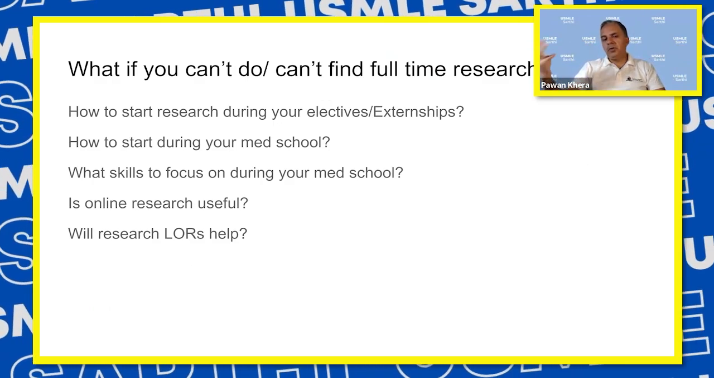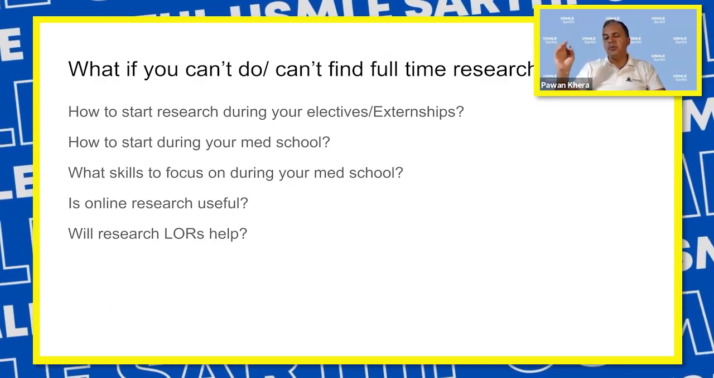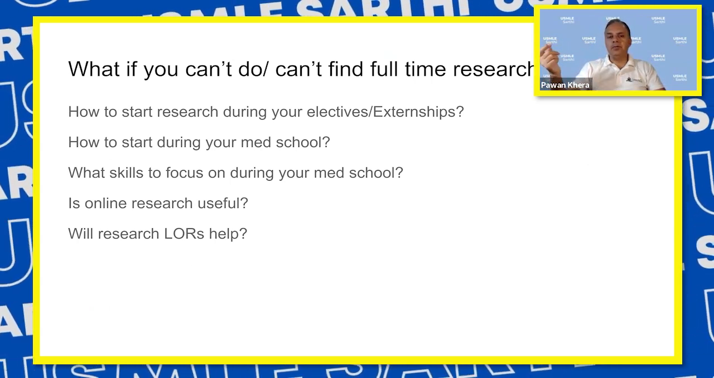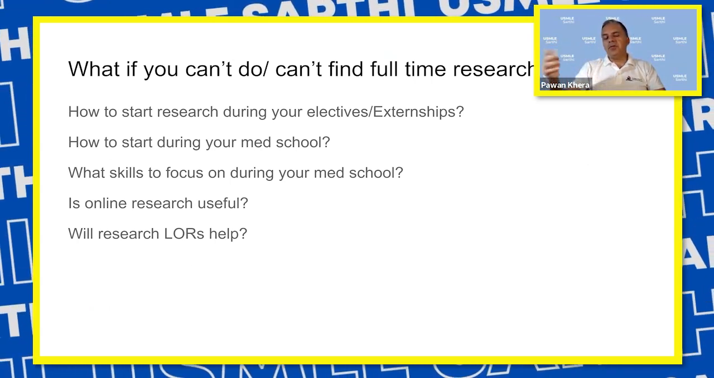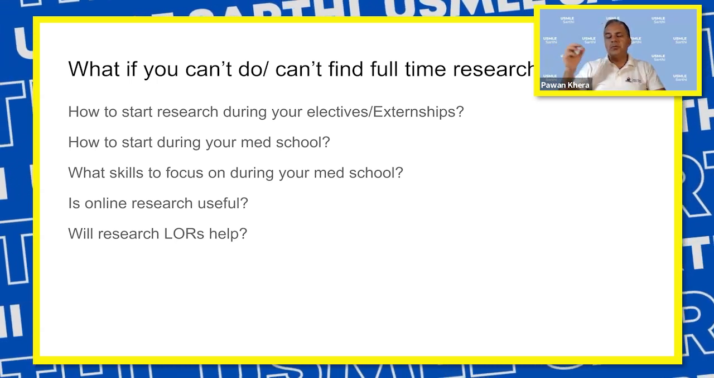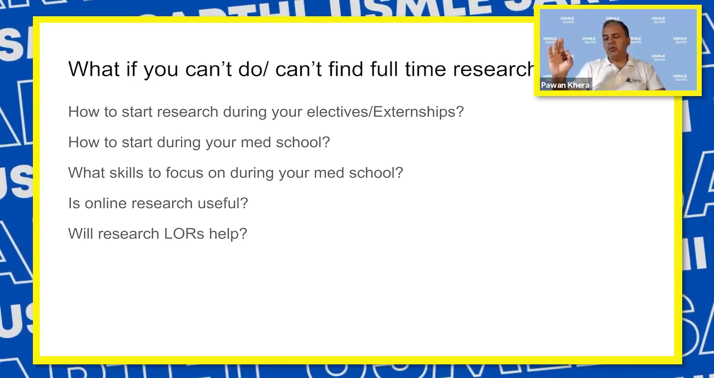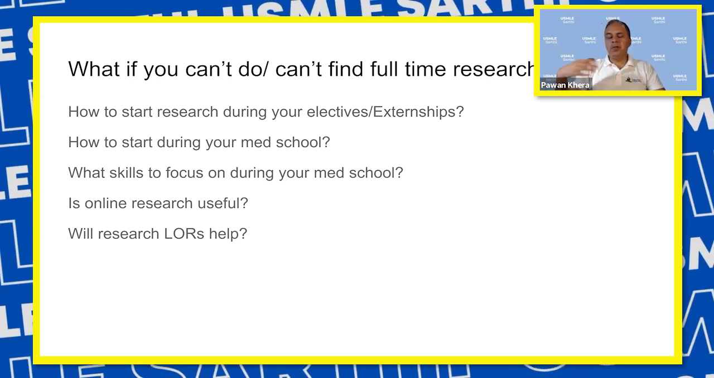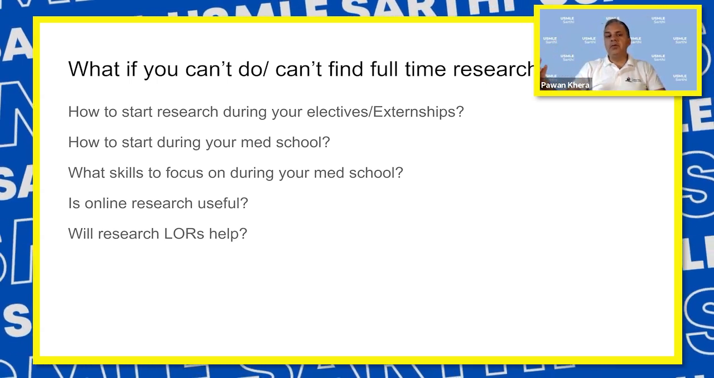Now comes, what if you cannot find full-time research? What if you don't have time? You're a student. What do you do with online research? So how do you start research during your electives and externships? Go to the preceptors where you are working, ask them about case reports during your rotations. Case report, case series is a good idea.